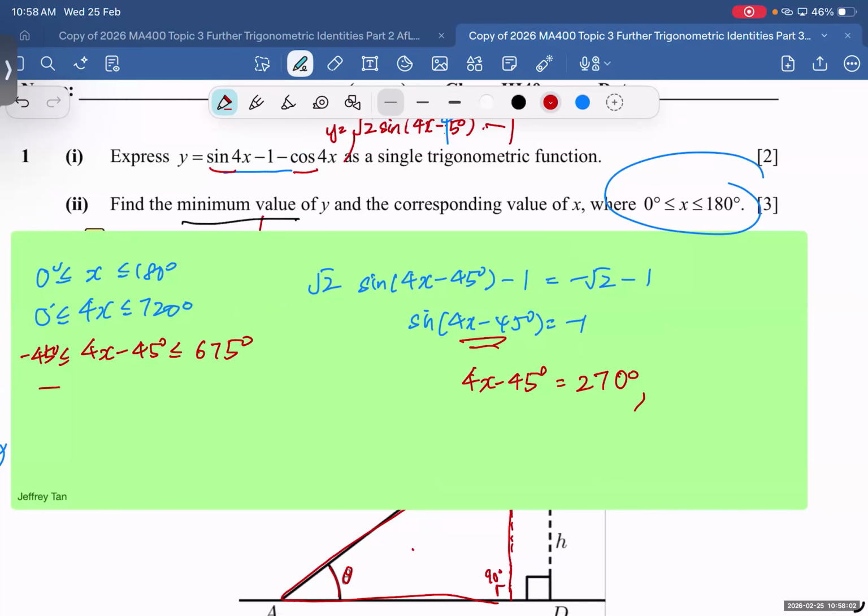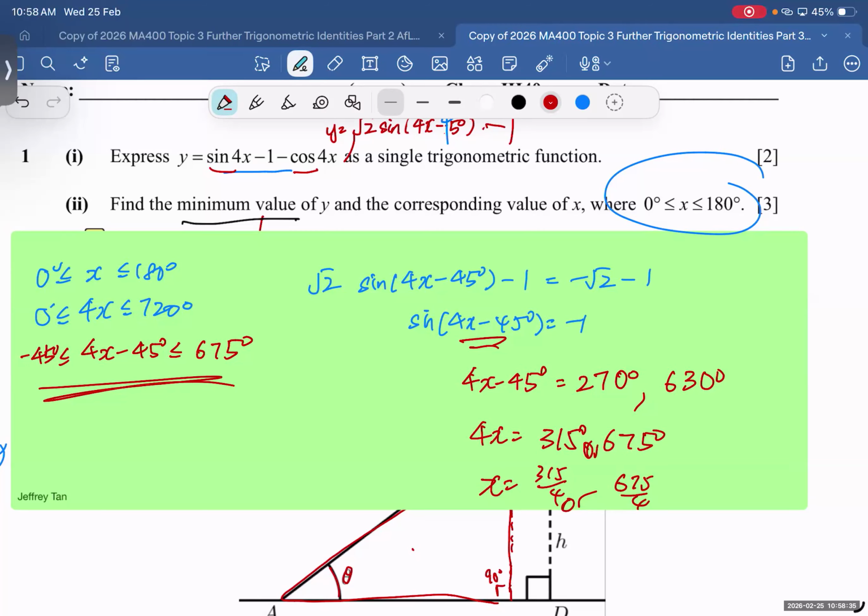But because your range is big, right? Can I do one more round? What is 270 plus one round? Tell me the answer. 630. Okay. Then what is 4x equal to? 315 and 675? What is x equal to? 315 over 4 or 675 over 4? So sorry, it should be 'all', not 'common'.